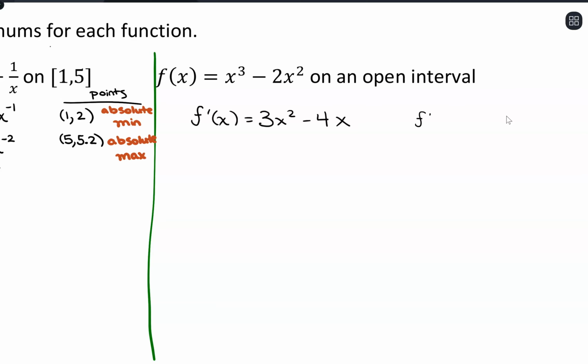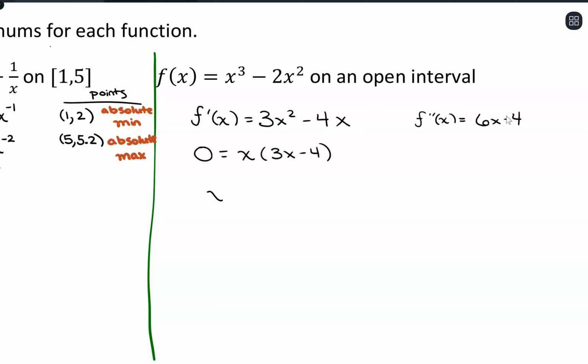And I'm going to go ahead and take the second derivative so I can take a look at that later. So that's 6x minus 4. All right, critical values. We have a common factor of x there, so we're going to have a 3x minus 4.